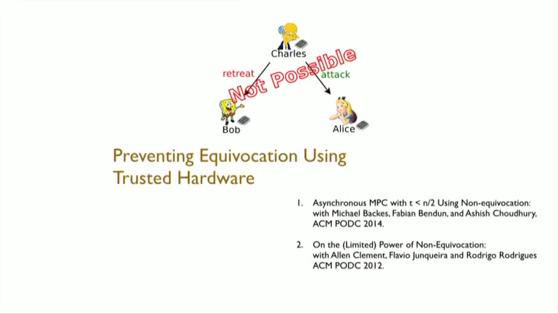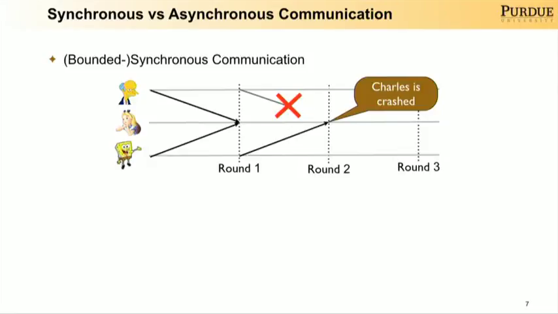So the first aspect is preventing equivocation using trusted hardware. This is based on two of my recent publications from Principles of Distributed Computing 2012 and 14. And basically what we are saying here is that we just prevent equivocation by making it not possible. Okay, so before we do that, this work is relying on an asynchronous communication setting.